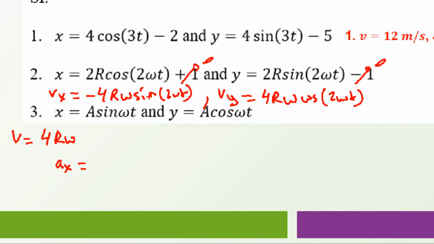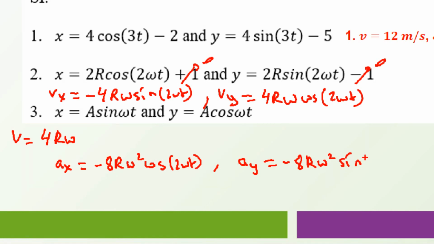As for the acceleration, Ax would be given by the derivative of this, so negative 4 r omega is dragged out as a coefficient. We multiply by the inner derivative, that would be negative 8 r omega squared cosine 2 omega t, and ay would be, so cosine would give us minus sine, we multiply by the inner derivative, that would be 8 r omega squared sine 2 omega t. Believe me or not, the acceleration would be given by 8 r omega squared, which is the coefficient of the trigonometric functions, and you can check that explicitly by doing the Pythagorean sum.